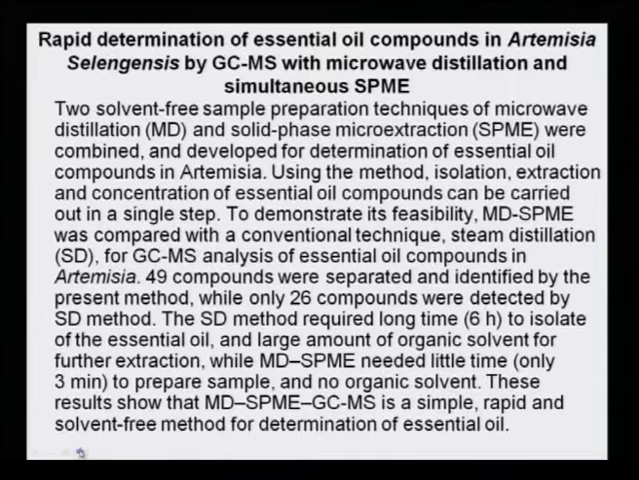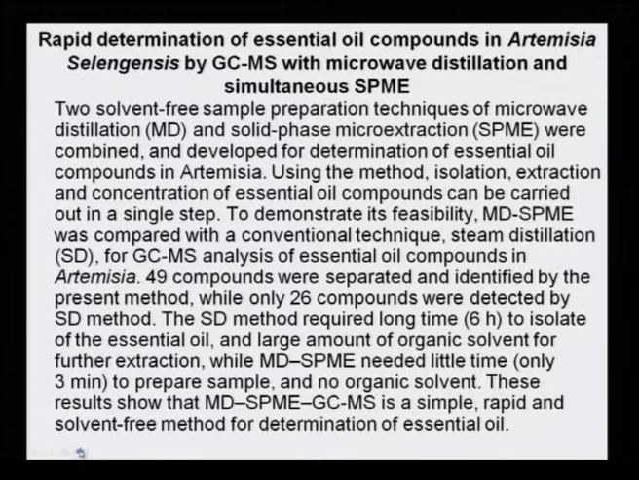Now, you will see that in the previous lectures, when I was talking about different methods of extraction, we had taken into consideration and we had learnt about the SPME method. So, without going into the details of the methodology of SPME, I would now just directly refer to this method and why and how it was used in this particular essential oil determination.